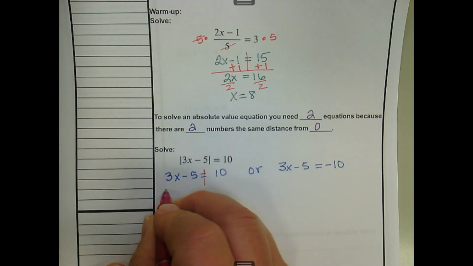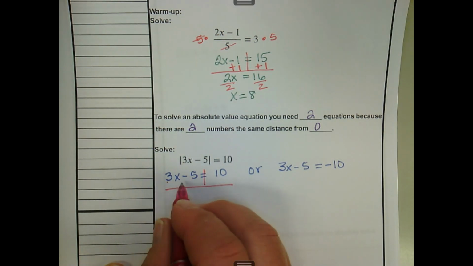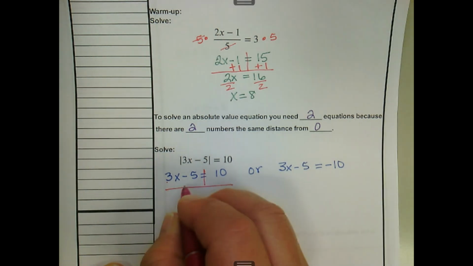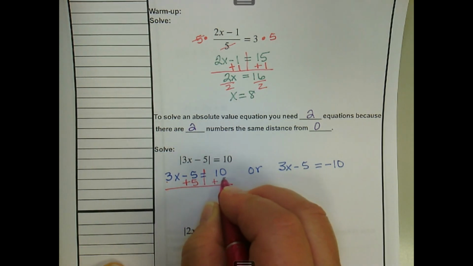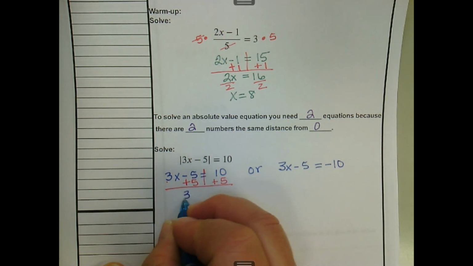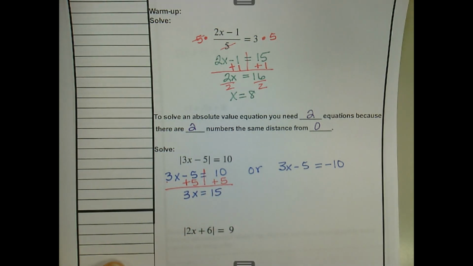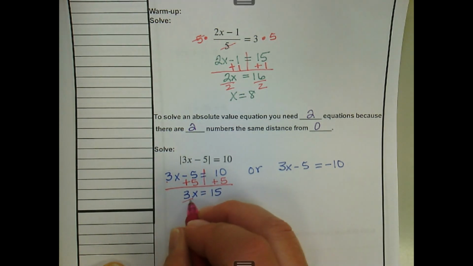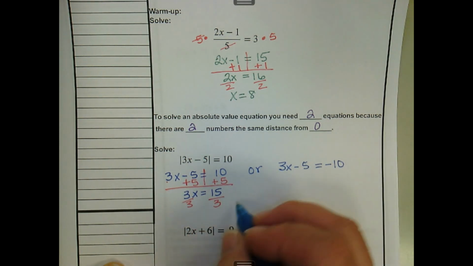Draw your line. First thing I did was take x and multiply it by 3, and then I subtracted 5. Subtracting 5 was the last thing I did, so to undo that, I add 5. 3x is equal to 15. To undo that, I divide by 3. And the first x is equal to 5.